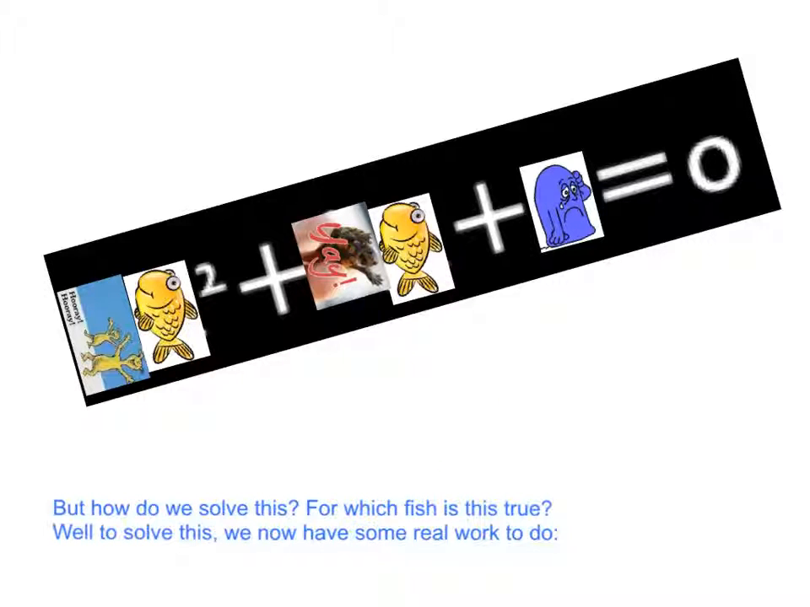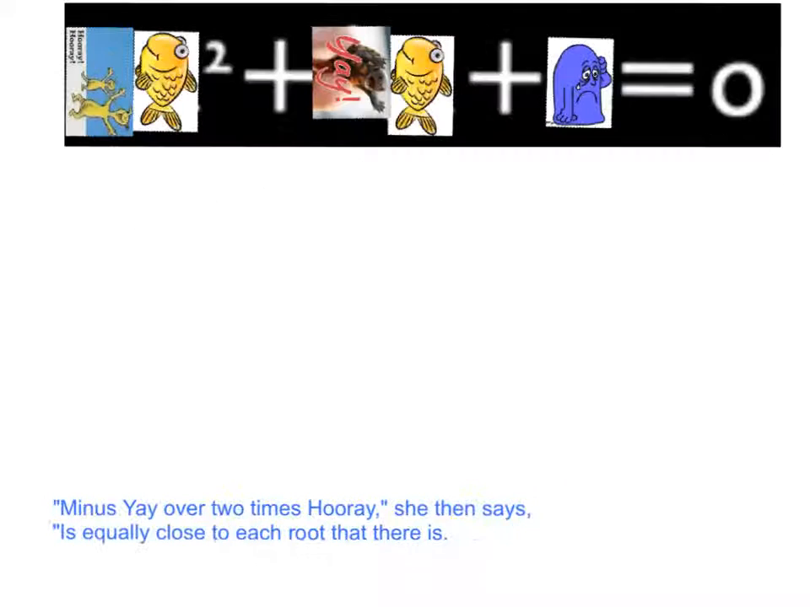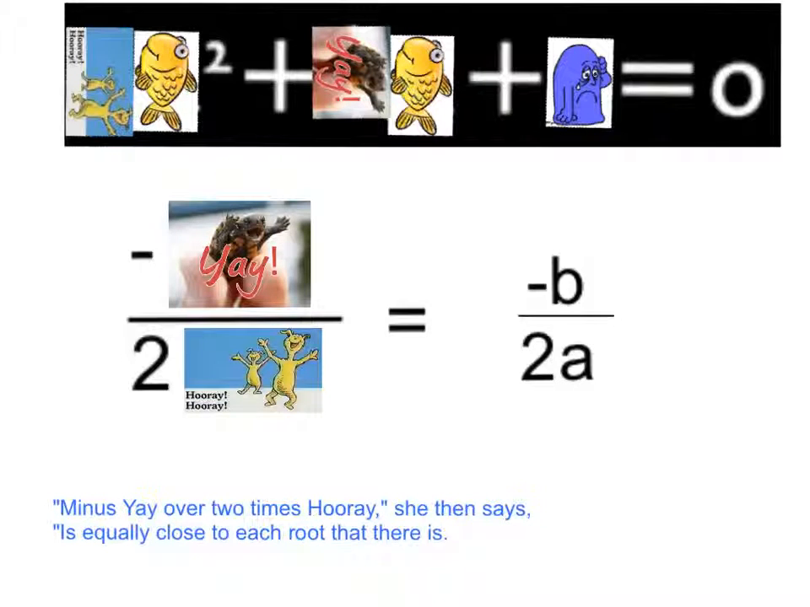But how do we solve this? For which fish is this true? Well, to solve this, we now have some real work to do. Minus yay over 2 times hooray, she then says, is equally close to each root that there is.